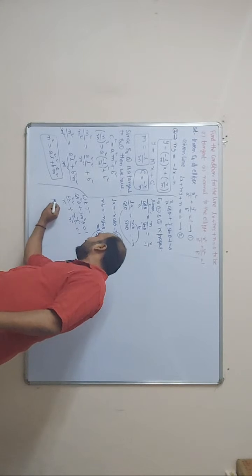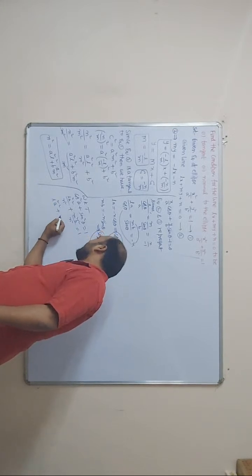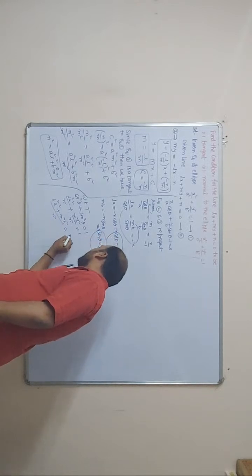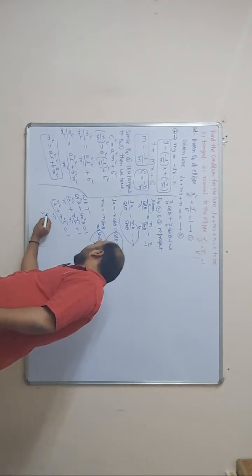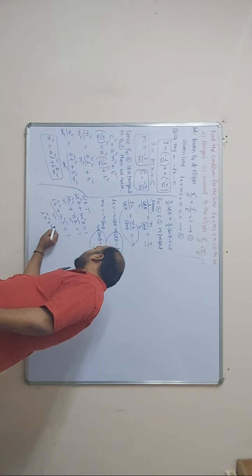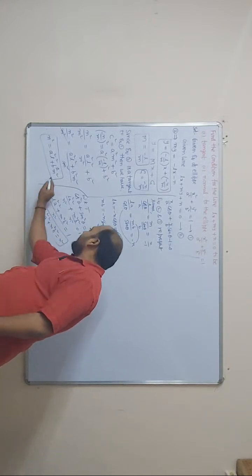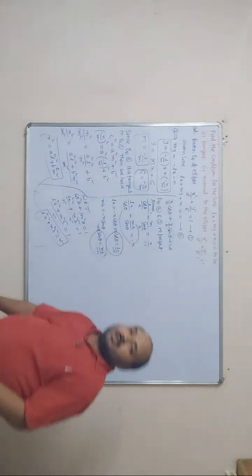n square take common and we can take this side. l square a square plus m square b square by n square is equal to 1. Therefore, l square a square plus m square b square equals n square. So, by observing, both the answers are same.